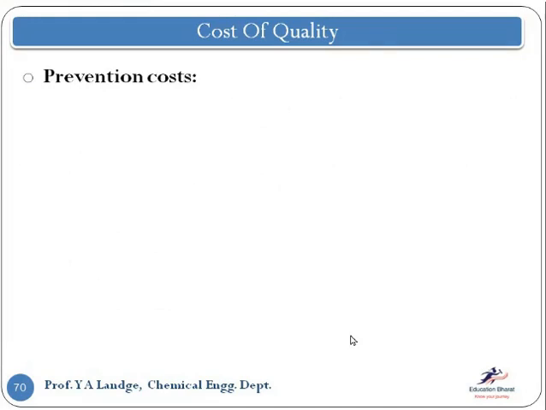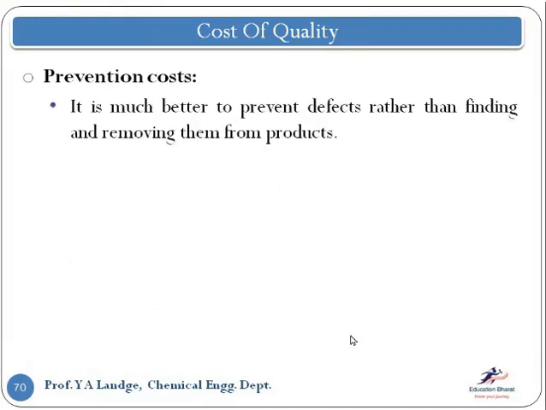First, let's look at the prevention cost. It is much better to prevent the defect rather than finding and removing them from the product. As I gave the example, if you are producing 100 units per day, and out of that you found 20 products are defective, then we have lost energy, time, and material too, and ultimately there is the costing of it.